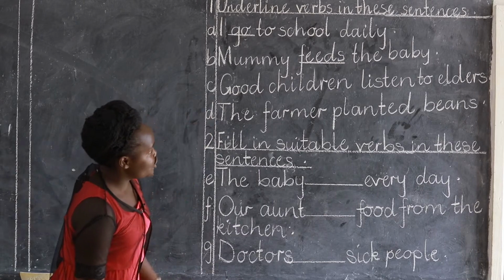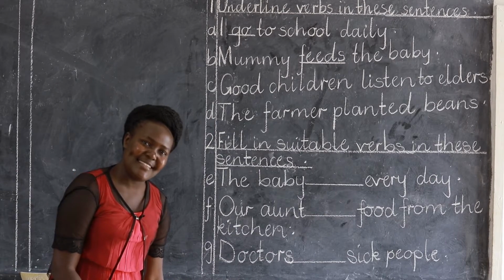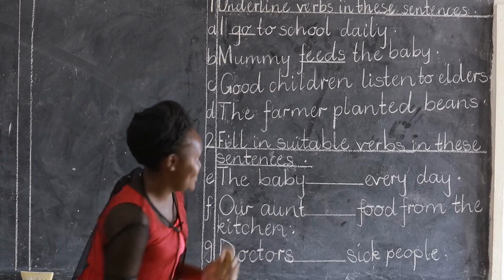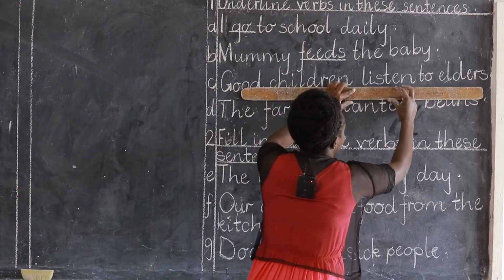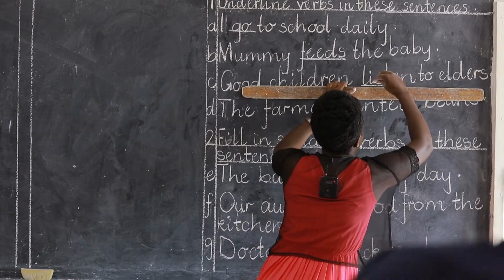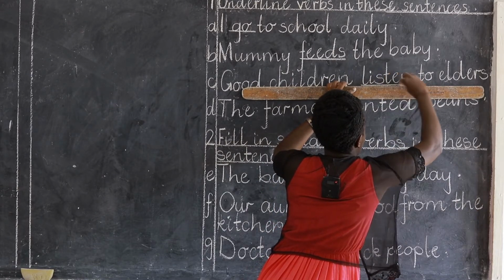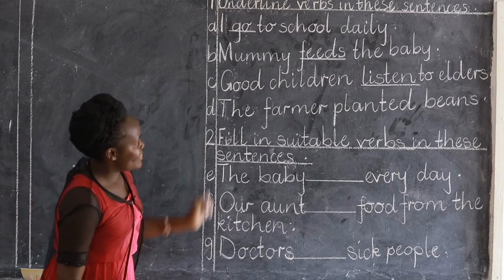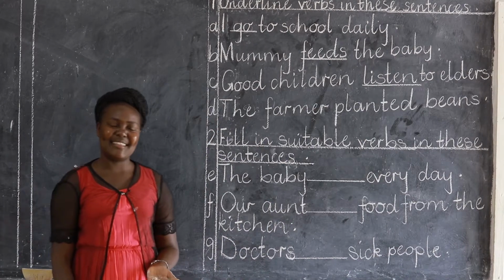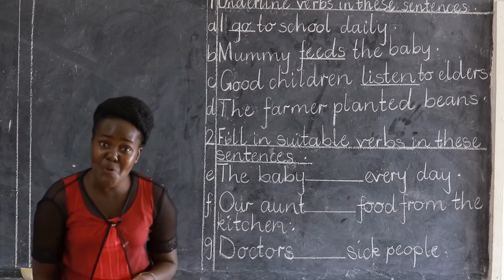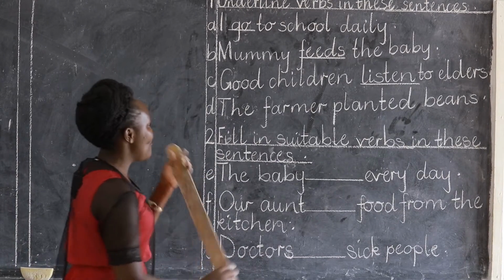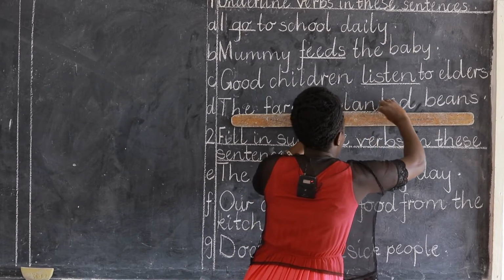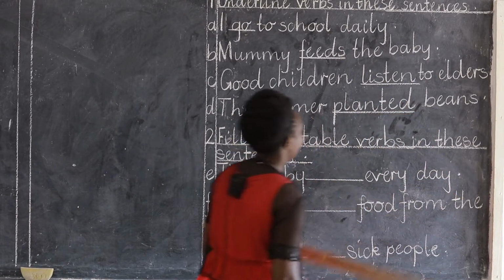Third, good children listen to elders. Good children, what do? You listen. So listen is the action. We underline it neatly. Next, the farmer planted beans. What did the farmer do? Planted. So planted is the action. You underline it. You must have enjoyed this underlining.